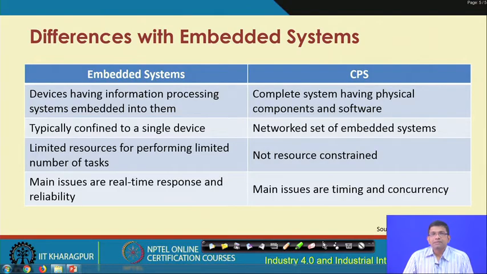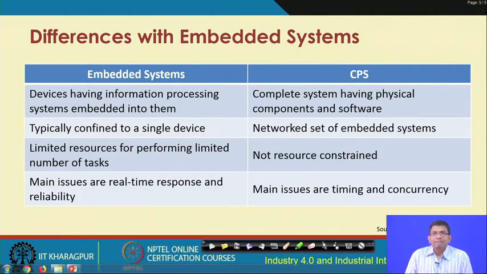The next difference between cyber physical systems and embedded systems is that an embedded system typically refers to a single device, and is confined to that particular device. On the other hand, in a cyber physical system, we are talking about a network of such embedded systems. Embedded systems have limited resources for performing a limited number of tasks. On the other hand, a cyber physical system may not be resource constrained, and you can perform a large number of different tasks at the same time.